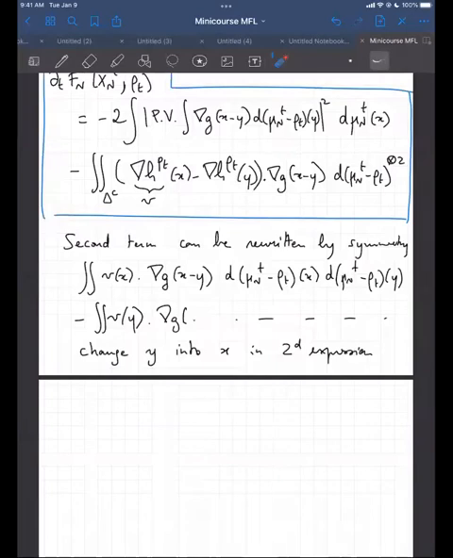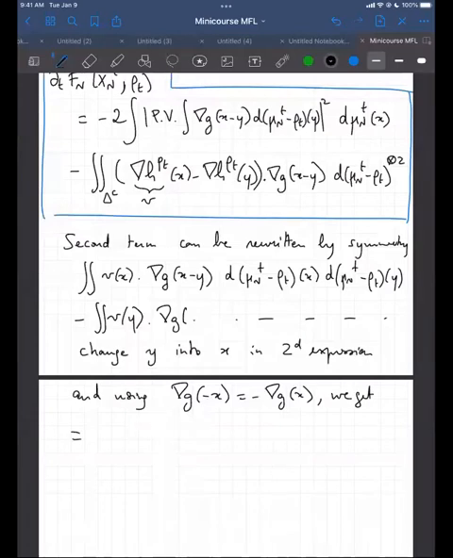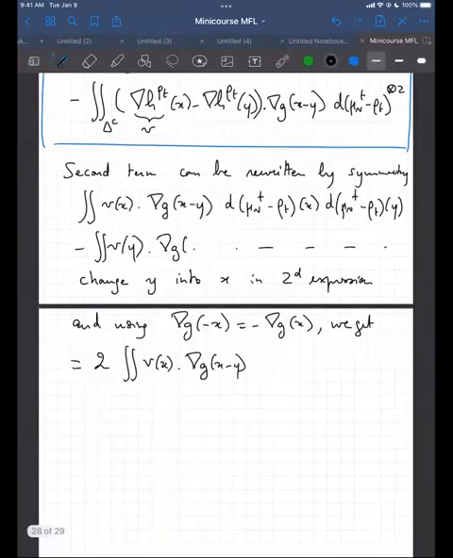But now, we can remember that g is even, right? So g of x is g of minus x for all these inverse powers. So I'm using that grad g of minus x is minus grad g of x. We get that this is equal to twice the same term. And so if you have a minus grad g here, you have minus grad g. It's actually the same as, sorry, of y minus x. It's the same as this term. So you have twice the same term, in fact. It's twice v of x dotted grad g. So sometimes it's convenient to write it in symmetrized form, like this, v of x minus v of y. Sometimes it's better to write it in simple form like this.